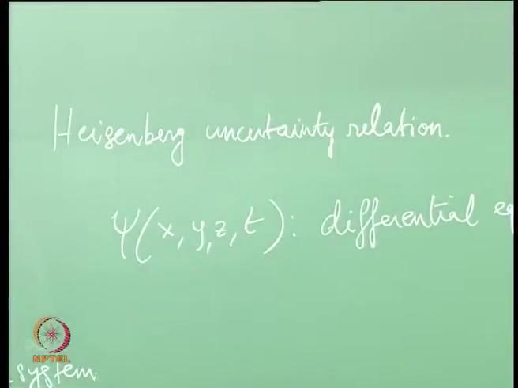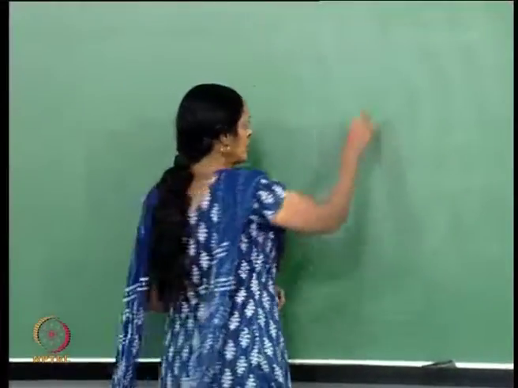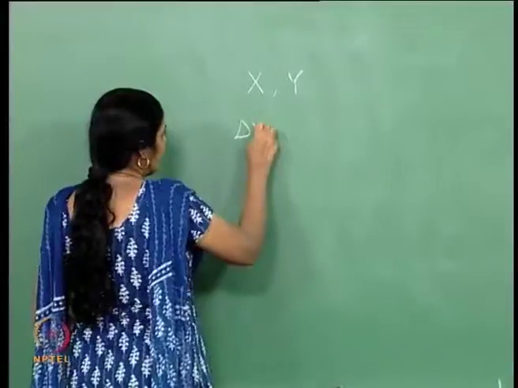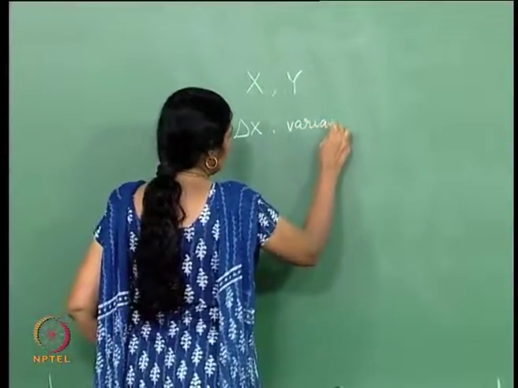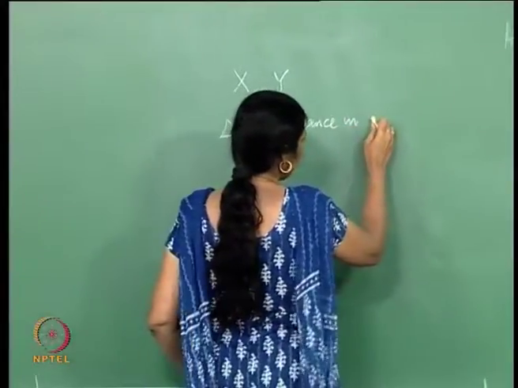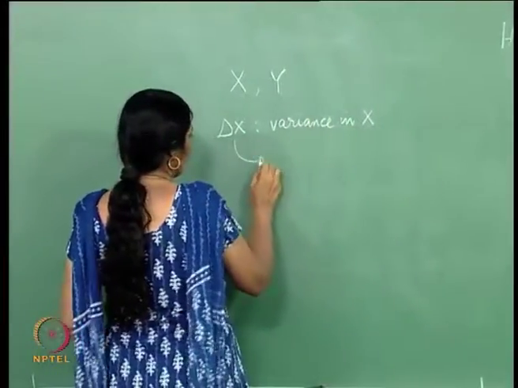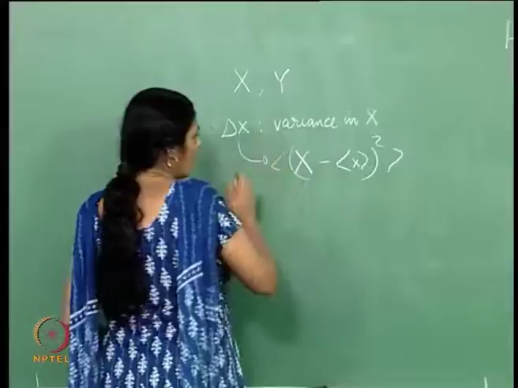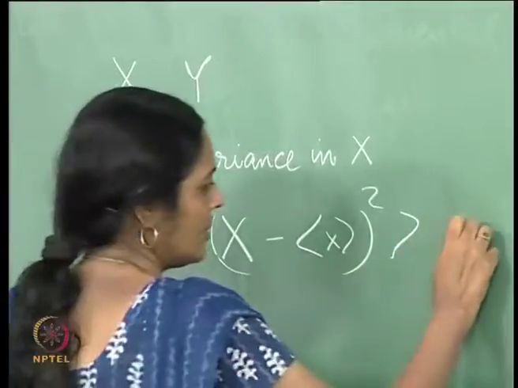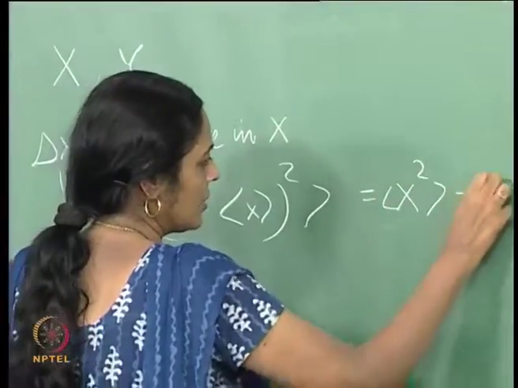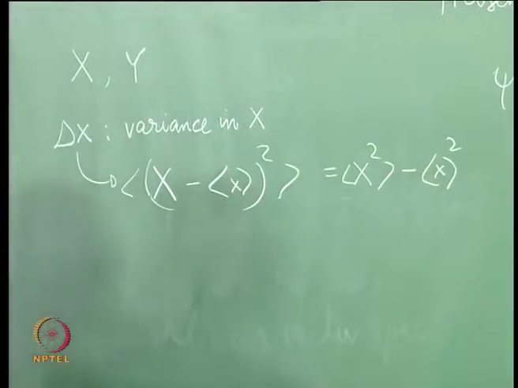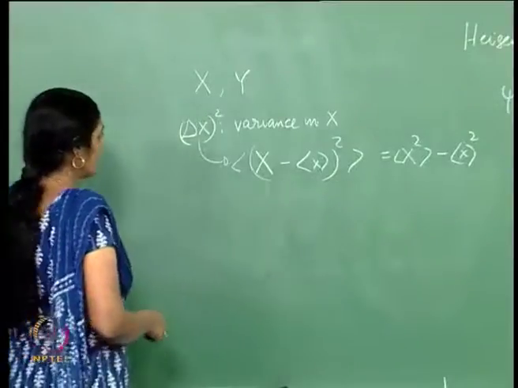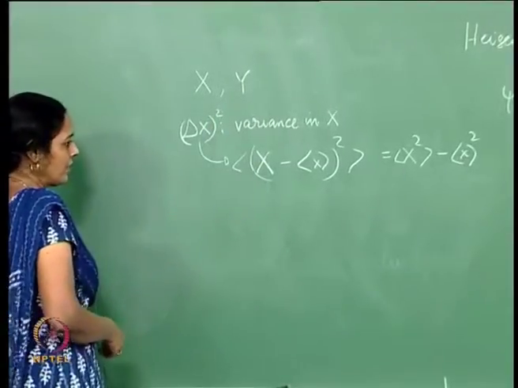So what is the Heisenberg uncertainty relation? Suppose we consider two observables x and y, and delta x is the variance in x. I make measurements in a certain state of the system. So delta x squared is simply equal to the average of x minus the expectation value of x, the whole squared. This, as most of you know, is the expectation of x squared minus the expectation of x, the whole squared. That is the variance in x. Similarly, I define delta y.